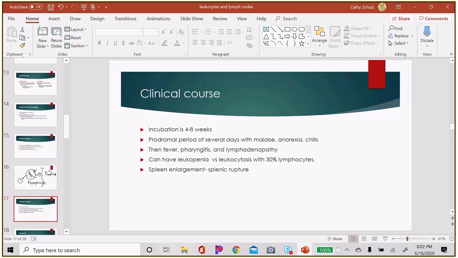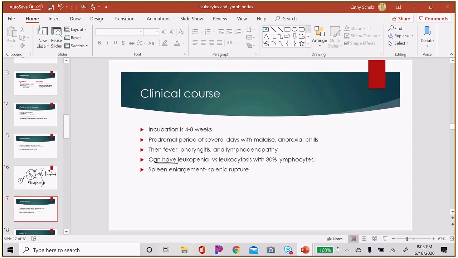In the prodromal period, or the time when they're first starting to feel symptoms, there might be a couple days of feeling tired, not hungry, and some chills. Then they develop fever, pharyngitis, and lymphadenopathy, particularly posterior cervical lymphadenopathy. So the reason they develop pharyngitis is really because the way that the Epstein-Barr virus gets inside is through the cells in the throat. That's how it gets into the bloodstream, and that's the area that's infected that will drain into the lymph nodes of the neck.